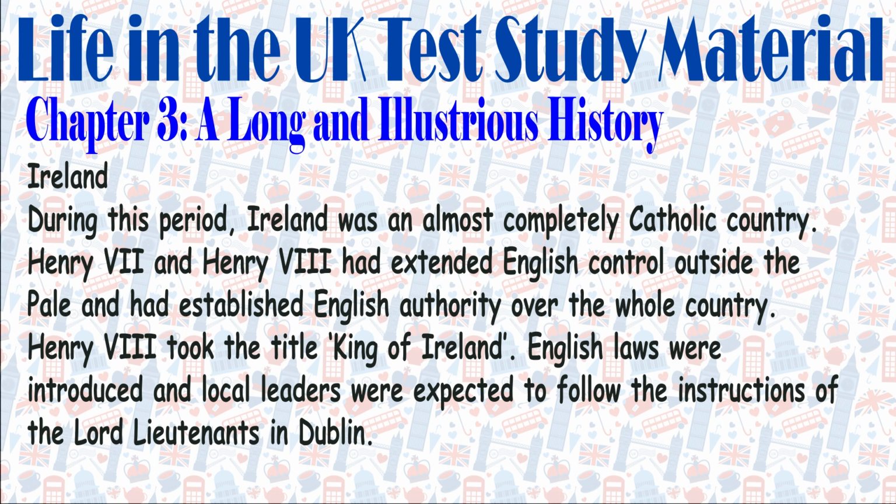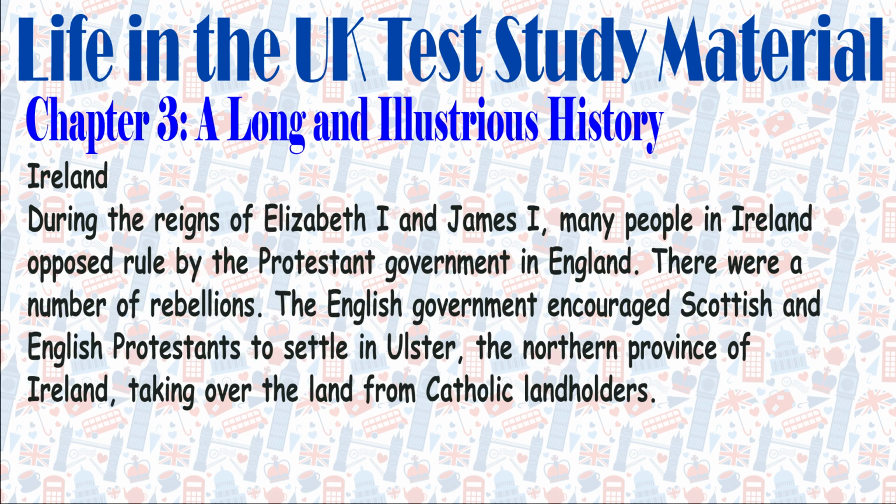Henry VII and Henry VIII had extended English control outside the Pale and had established English authority over the whole country. Henry VIII took the title King of Ireland. English laws were introduced and local leaders were expected to follow the instructions of the Lord Lieutenants in Dublin. During the reigns of Elizabeth I and James I, many people in Ireland opposed rule by the Protestant government in England. There were a number of rebellions.